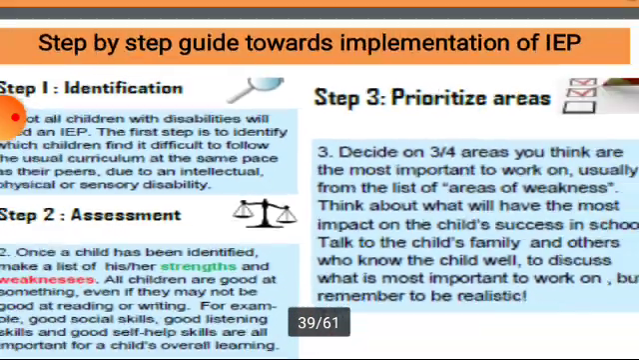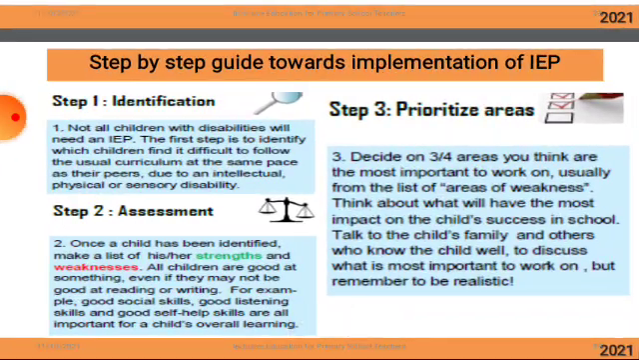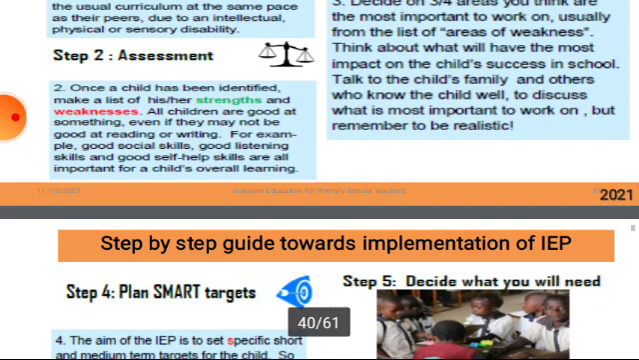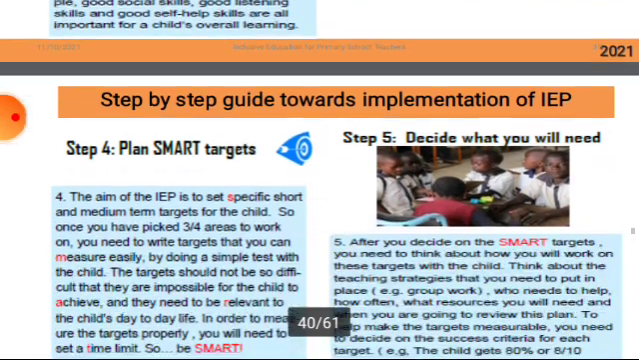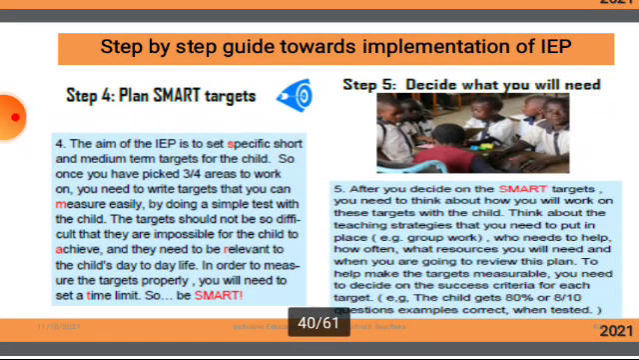The first one is identification. The second one, assessment. The third step is prioritizing areas. And then the fourth one is planning SMART targets. And these steps are guided toward the implementation of what we call the individual education plan.